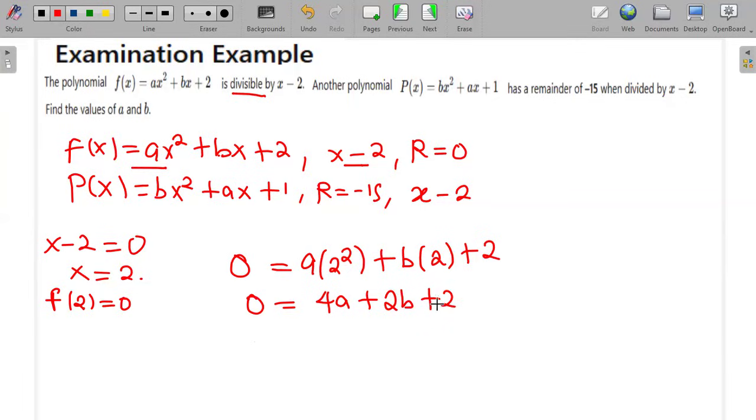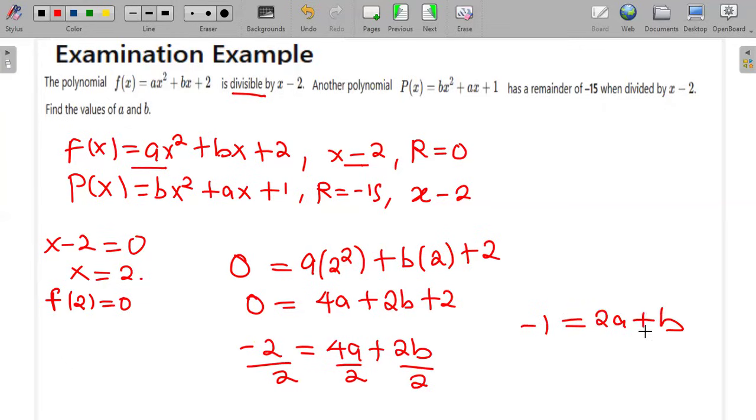So meaning I can take the 2 to the other side. So that would be minus 2 equals 4a plus 2b. And then I can divide both sides by 2. So I get minus 1 equals 2a plus b. Okay, so that there will be my equation 1. So my equation 1 will be 2a plus b equals minus 1.